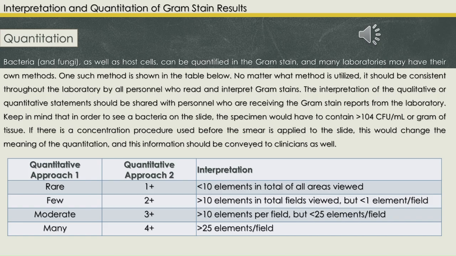Quantitative approach 2. +1: less than 10 elements in total of all areas viewed. +2: more than 10 elements in total fields viewed, but less than 1 element/field. +3: more than 1 element per field but less than 25 elements/field. +4: more than 25 elements/field.